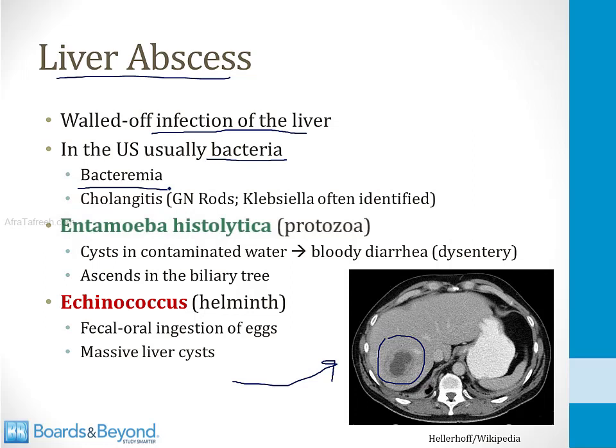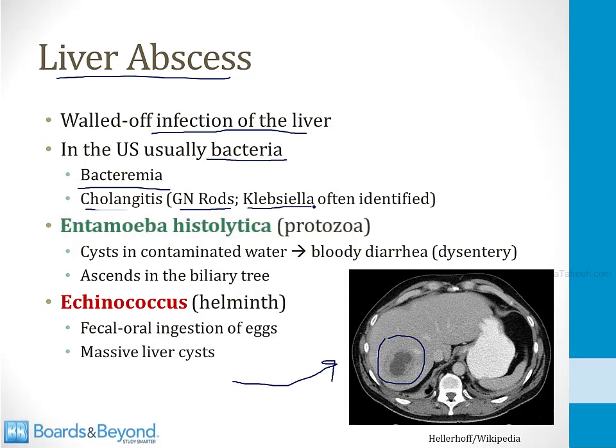The second way that bacteria can form an abscess is if they climb up through the biliary tree from the GI tract. This is called cholangitis. So if you have cholangitis of your biliary tree, gram-negative rods from the intestines can get into the liver and form an abscess. Klebsiella is a classic bacteria to cause an abscess in the liver by ascending from the intestines.